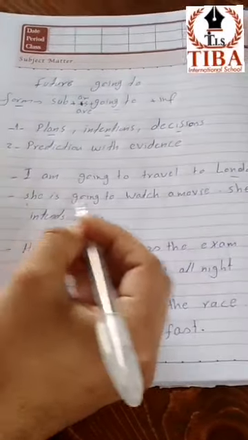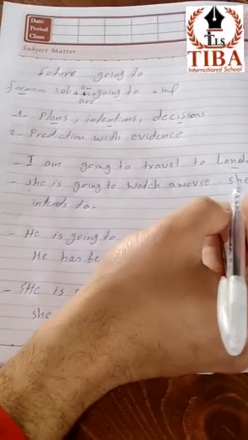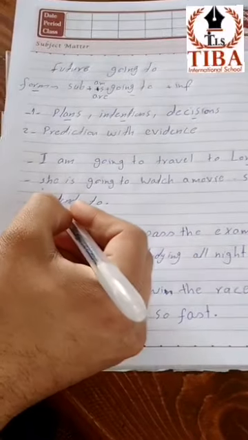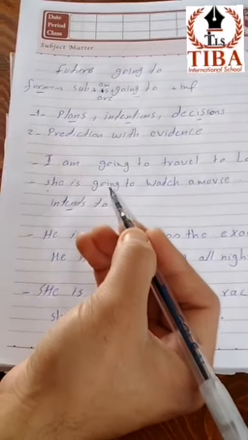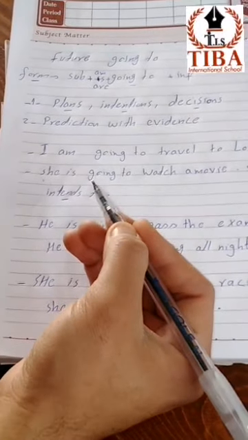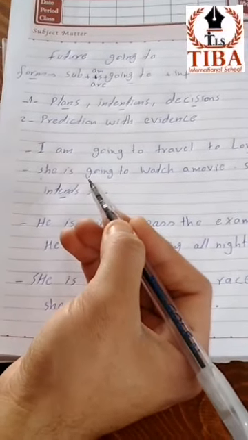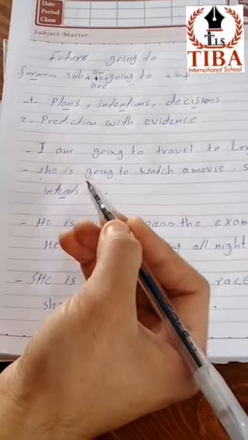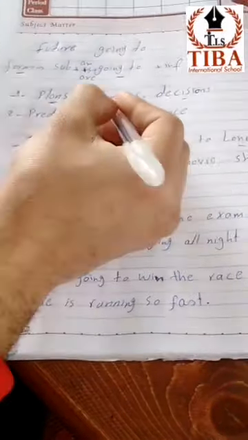She's going to watch a movie. She intends to, it's just in her intention to watch a movie. She didn't arrange for watching that movie. She didn't choose a movie. She didn't choose the time when she will watch that movie. That's why we will use the future going to when we're talking about plans, intentions, or decisions.